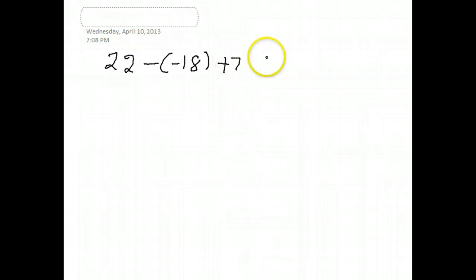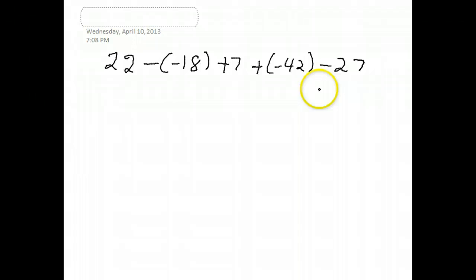Let's try one more here. So I'm going to write this one: 22 minus a negative 18 plus 7 plus a negative 42 minus 27. Okay, so the two negatives after the 22 make that a positive, right? So this becomes 22 plus 18 plus 7.